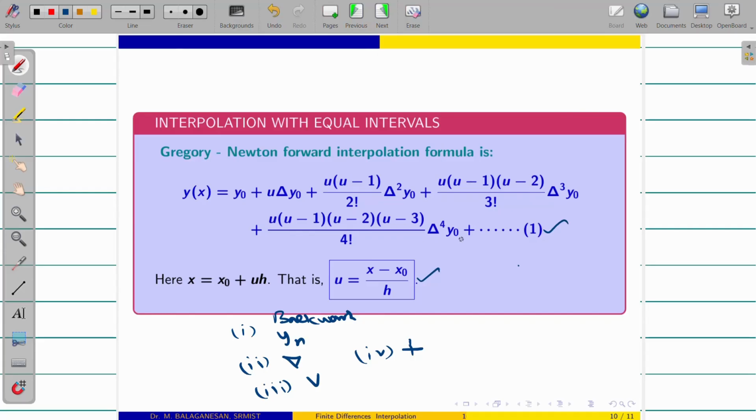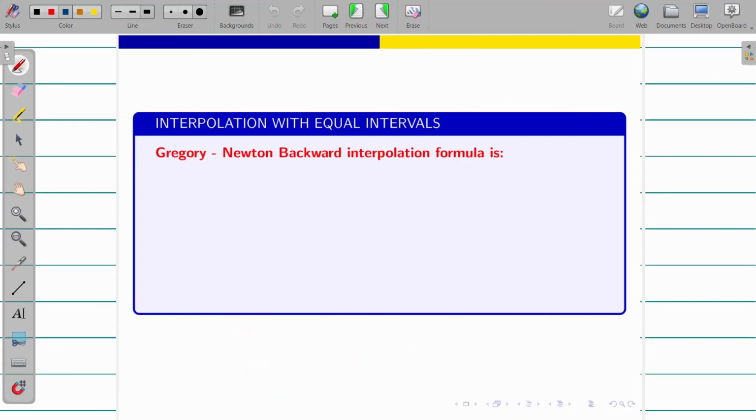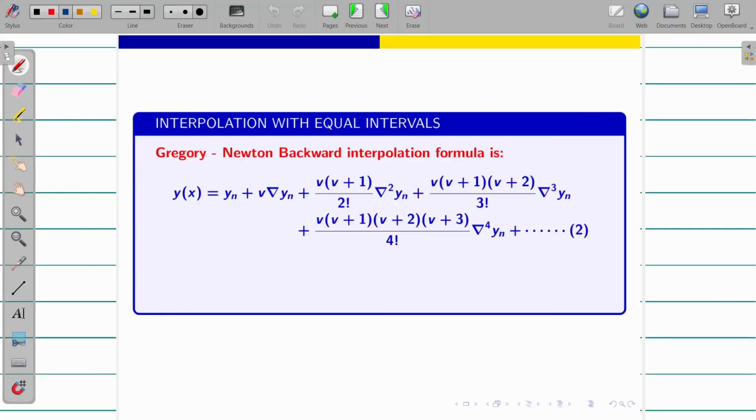Now come to that point. We are discussing interpolation with equal intervals only. Newton's backward interpolation formula: what are the differences I have given? Instead of y naught, yn. Then the operator is going to change to backward del. And instead of u, we are using v. That's it, guys, and everything is plus. You just go through the four clues, and easily you can understand the concept of the backward interpolation formula.